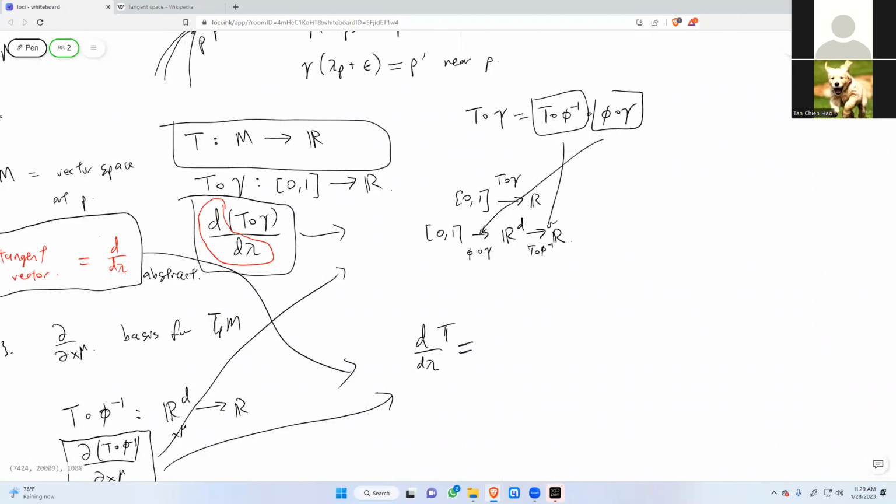I'll probably have to do this a few more times to get it really smooth. Yeah. Okay, so this thing, yeah.